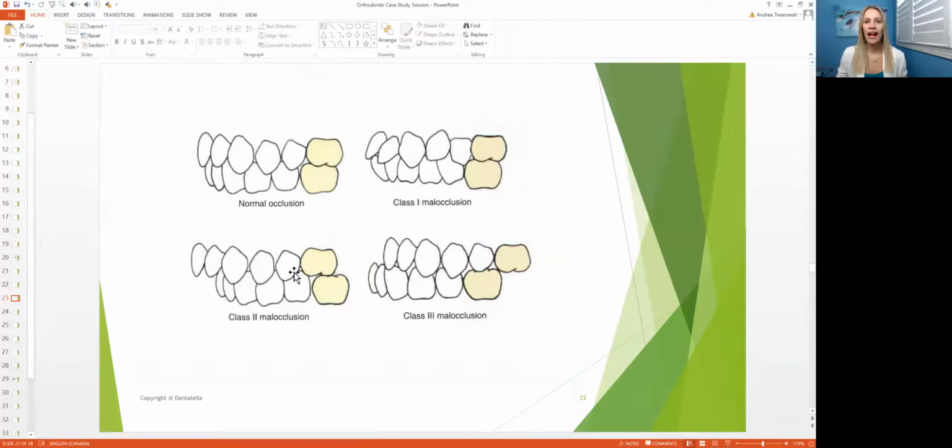I keep it simple. I don't think, okay, so the mesial buccal cusp of the first molar is mesial to the mesial buccal cusp. No, I don't even think like that. I just simply think that first main cusp is mesial, so more anterior, more forward, okay? And class 3 is the opposite. That first cusp is more distal, more posterior to the first molar on the bottom. That's it. See how much easier that is to understand? At least it is for me.